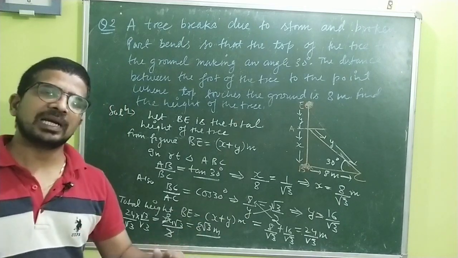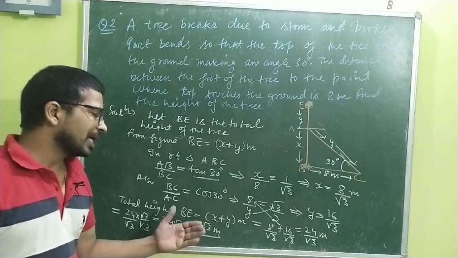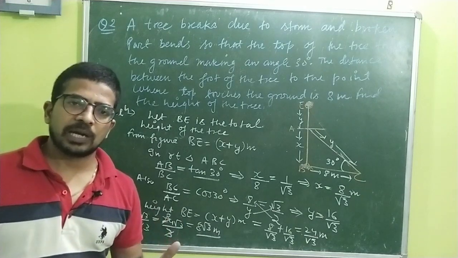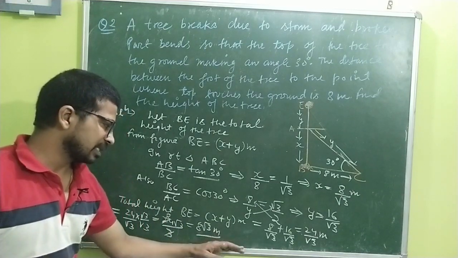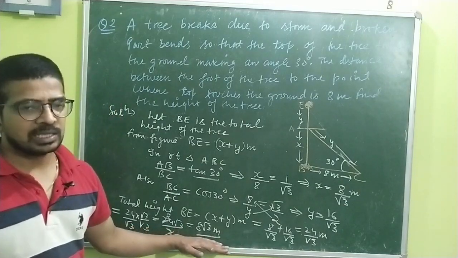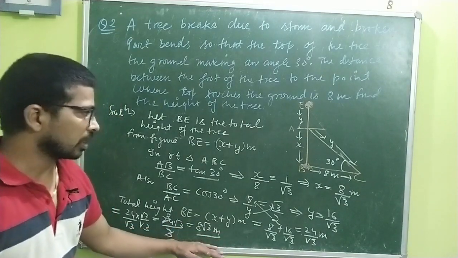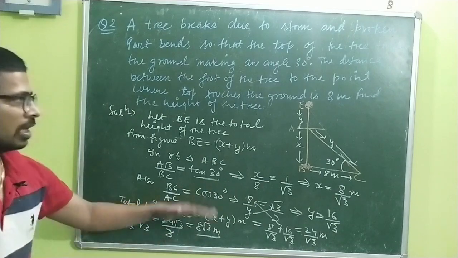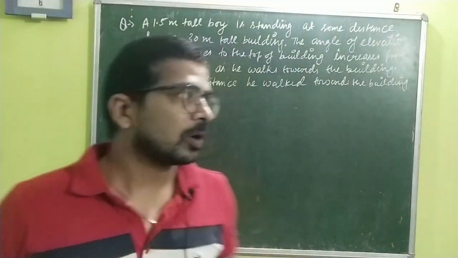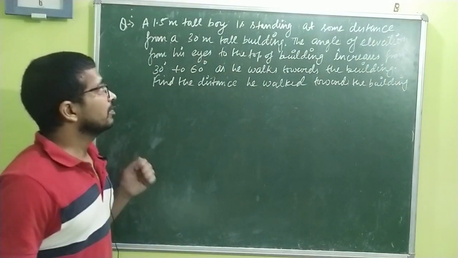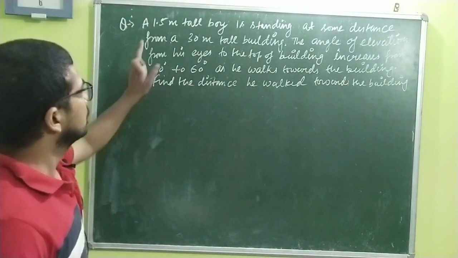If you want to make it in decimal, multiply by the approximate value. You can take the approximate value of root 3 as 1.73. So multiply by 1.73. Otherwise, till this point, it is also fine. Okay, so hope you have got this question. Now we'll come to the next question. We have another important question.